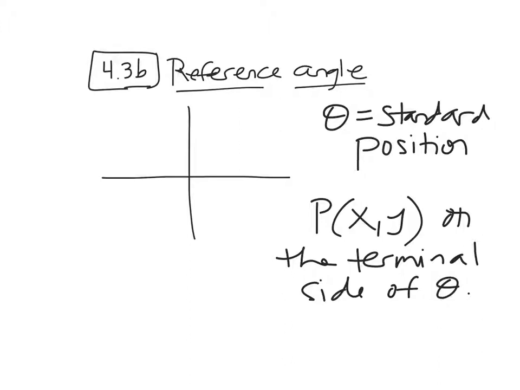So for example, let's say we have this point right here in quadrant 2. It doesn't have to be quadrant 2; this is just an example. Let's say that that is the point xy, and we're going to say that point is on the terminal side of theta. We draw this, and this angle here is theta. Now what we do is drop a perpendicular to the x-axis. We're going to call this theta prime, which is our reference angle.